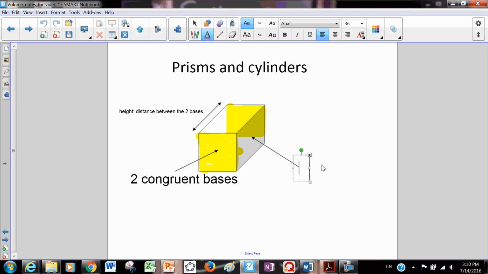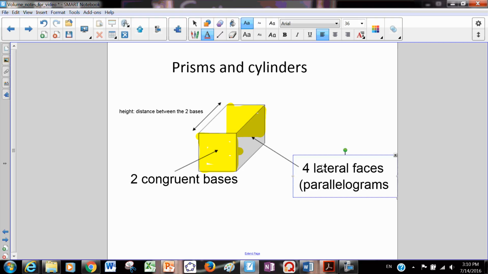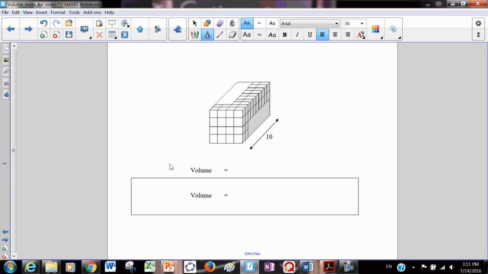And finally, on the side here, we have 4 lateral faces that are parallelograms. And most of the time they're rectangles, right? But you have to remember that rectangles are parallelograms. So that's by definition what a prism is, and a cylinder is the same thing except the base is a circle.